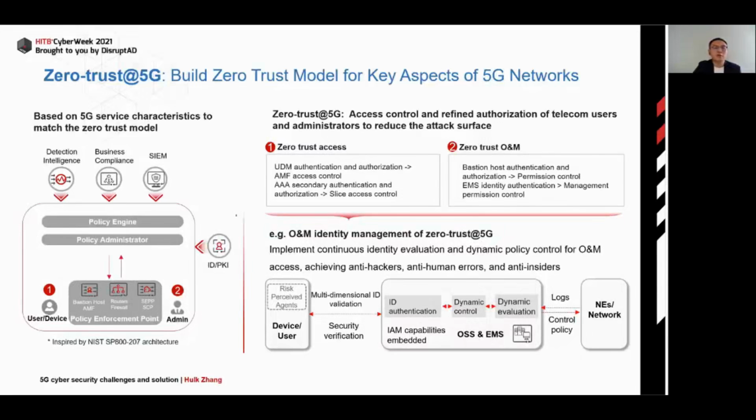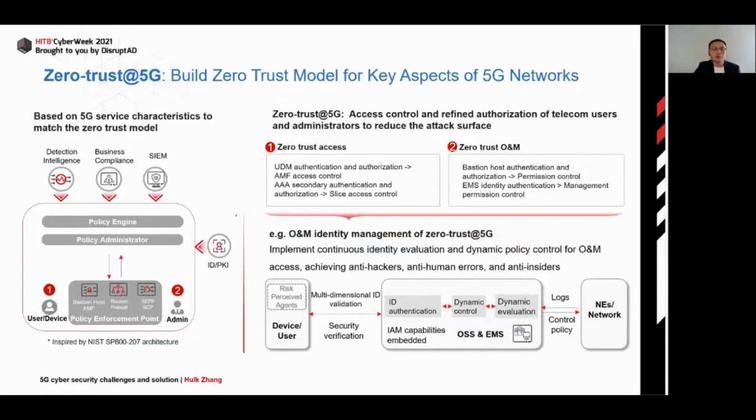Let's firstly see the left-hand side figure. This is a basic structure of the zero trust of 5G networks. In this red circle, it first includes the policy engine and the policy administrator, and those policies are designed to protect against attacks on the user and the administrator. And the bastion hosts, firewalls, routers, and the SEPP security control program will be used as the policy enforcement point. So in this way, the zero trust at 5G is to protect the access control and, according to the refined authorization of telecom users and administrators, to reduce the attack surfaces.